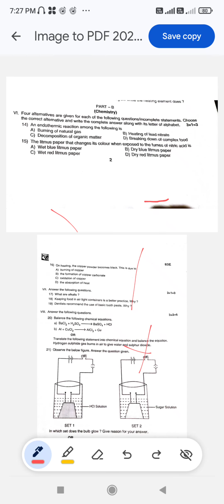Next is part B, chemistry. In the previous videos we discussed part 1, that is the physics part. Next, part B is chemistry. Okay, what is the first chemistry question?